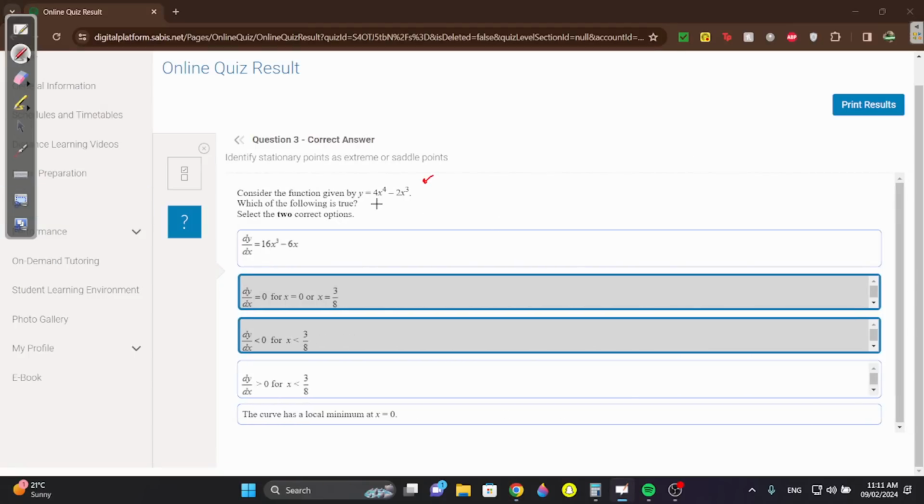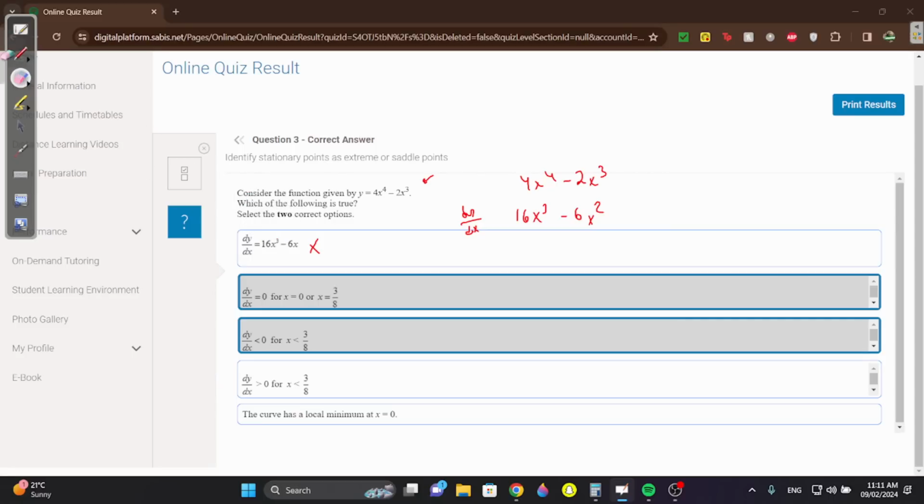Again here, 4x to the power 4 minus 2x cubed. Okay, let's find the derivative. 4 times 4 is 16, x reduced by 1 comes to the power of 3. Minus 2 times 3 is minus 6, x becomes squared. This is your dy over dx. So dy over dx is 16x cubed minus 6x squared. This is wrong because there's no squared.